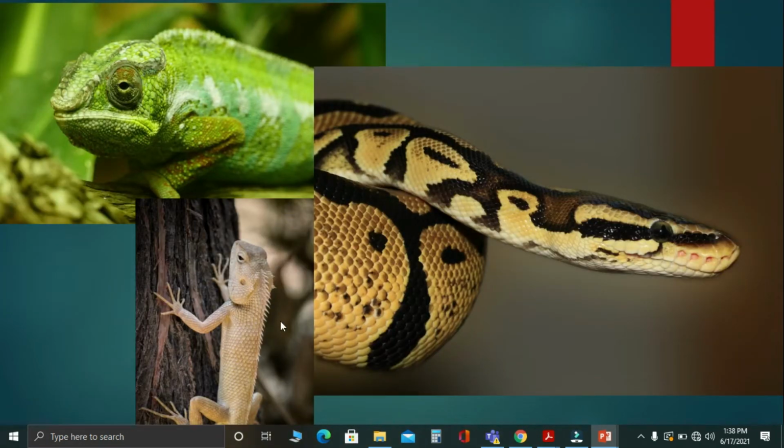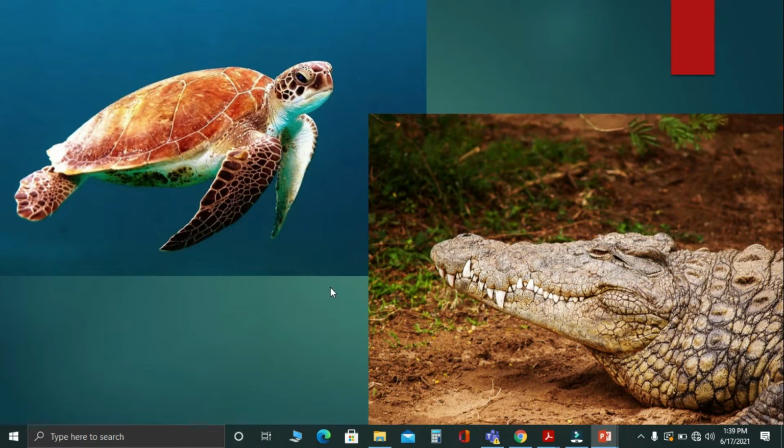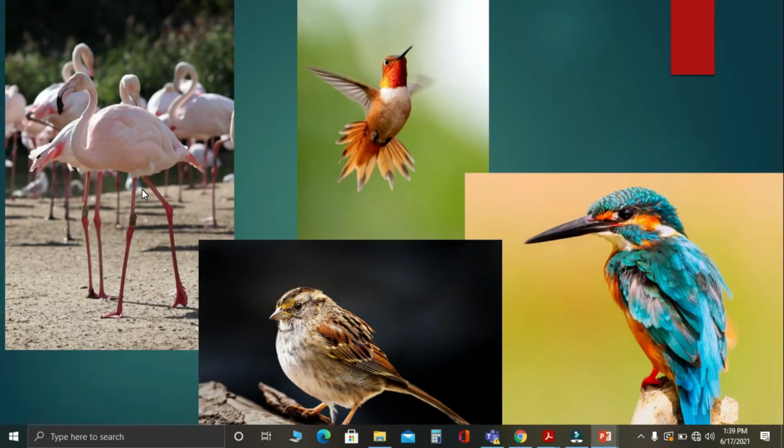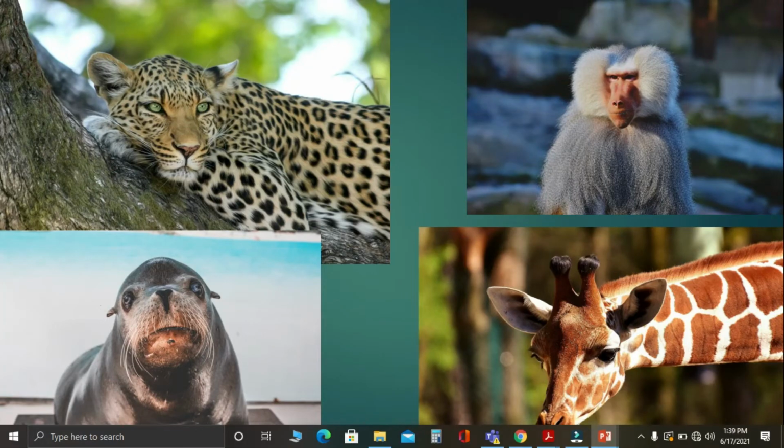Now, these are some pictures about reptiles. These animals also have backbone. So, these animals also belong to vertebrates. Now, these beautiful birds, you know, these birds belong to vertebrates because they also have backbone. These are some pictures about mammals. They also have backbone. So all mammals belong to the group of vertebrates.